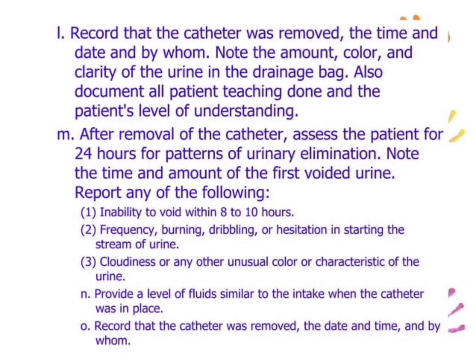Report any of the following: inability to void within 8 to 10 hours, frequency, burning, and dribbling, hesitation in starting the stream of urine, cloudiness or any other unusual color or characteristic of the urine. Provide a level of fluid similar to the intake when the catheter was in place. Record that the catheter was removed, the date and time, and by whom.